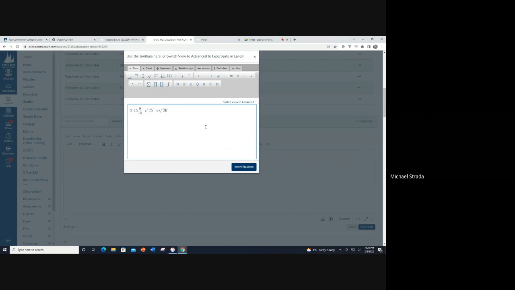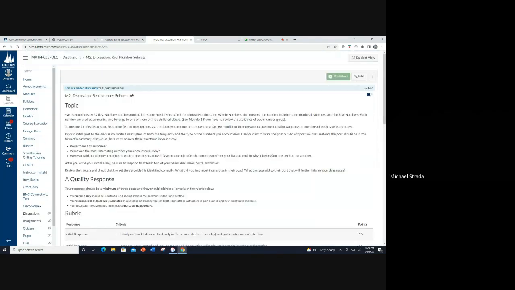They're telling you that you need to include something with the equation editor. These are examples of types of numbers that you can expand on in your discussion. I'm looking forward to reading your content.